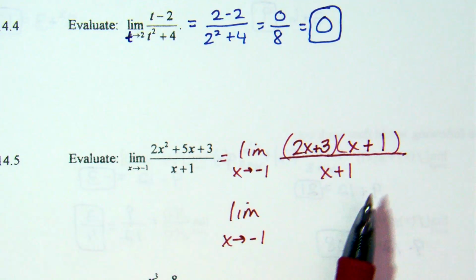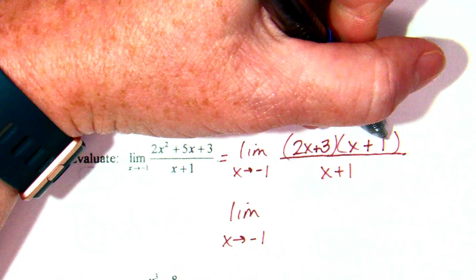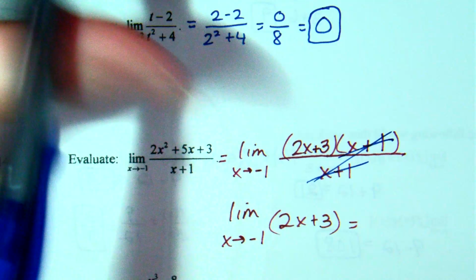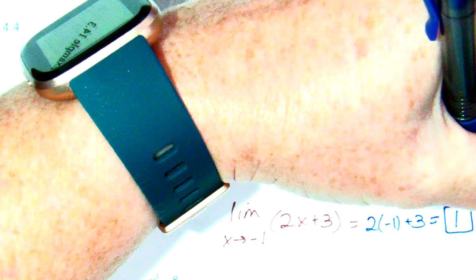What's the point though that happens here, regardless of whether you like my factoring or not? X plus 1's cancel. So we're left with the limit as x approaches -1 of 2x plus 3. So 2 times -1 plus 3 is going to equal 1.